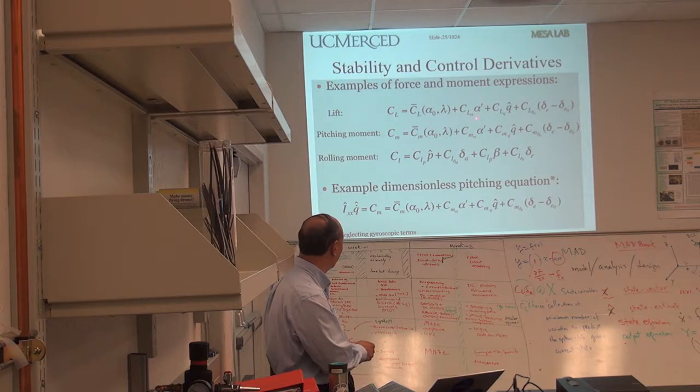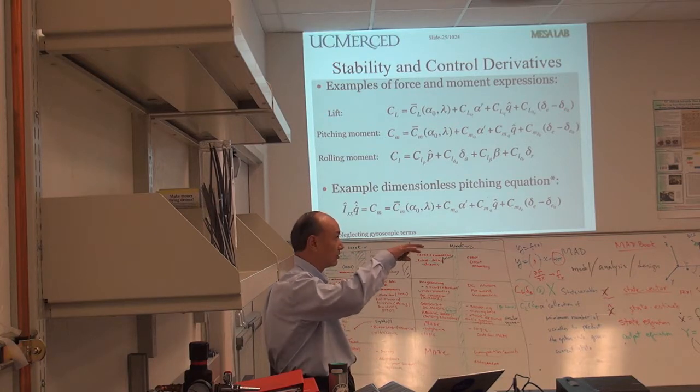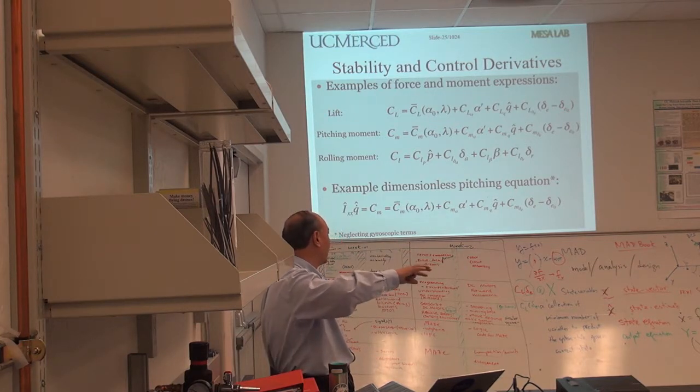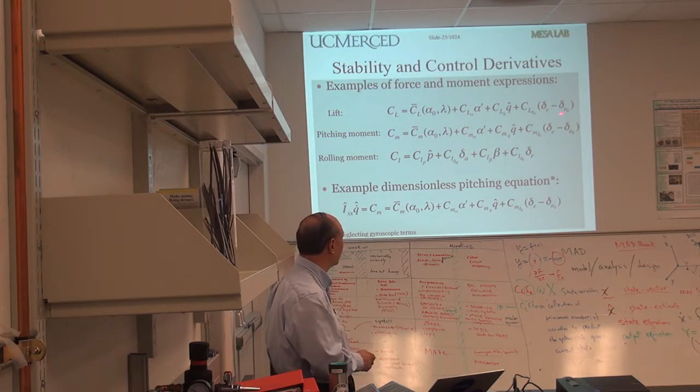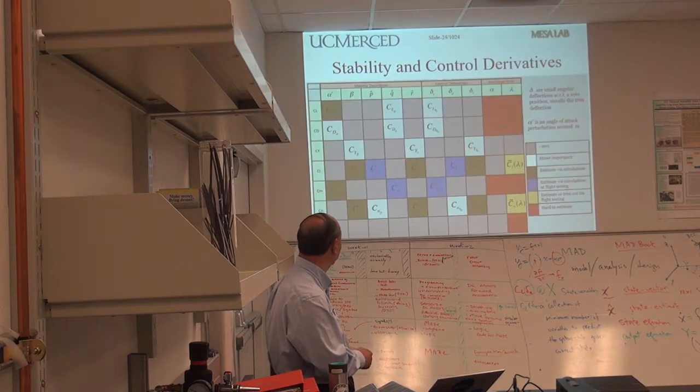So this is one of the alpha in here, Q in here, and delta E is in here. Okay, delta E is in here. So this is your equilibrium point. When you fly there, but you change around that equilibrium point, then you have a delta like this. So this derivative is like this. This is called lift. It's written in terms of that compared to this one. This is lift. You have 1, 2, 3, 4.